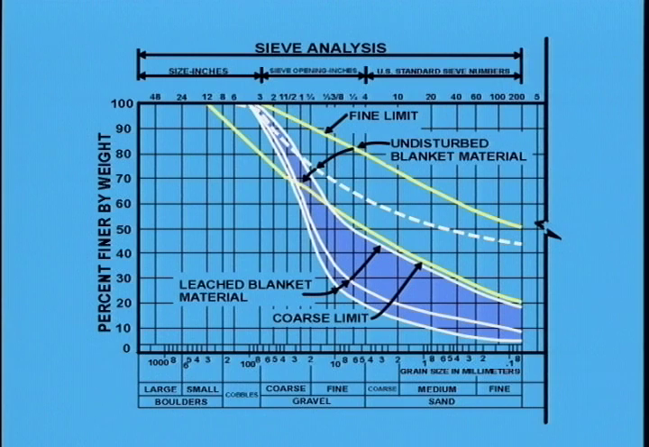A comparison of the gradation of washed blanket material, which has been found in the top of the foundation cobble gravel, and the gradation of nearby intact blanket material is shown here. Practically all of the silt fraction was washed out, as well as a very high percentage of the sand fraction.